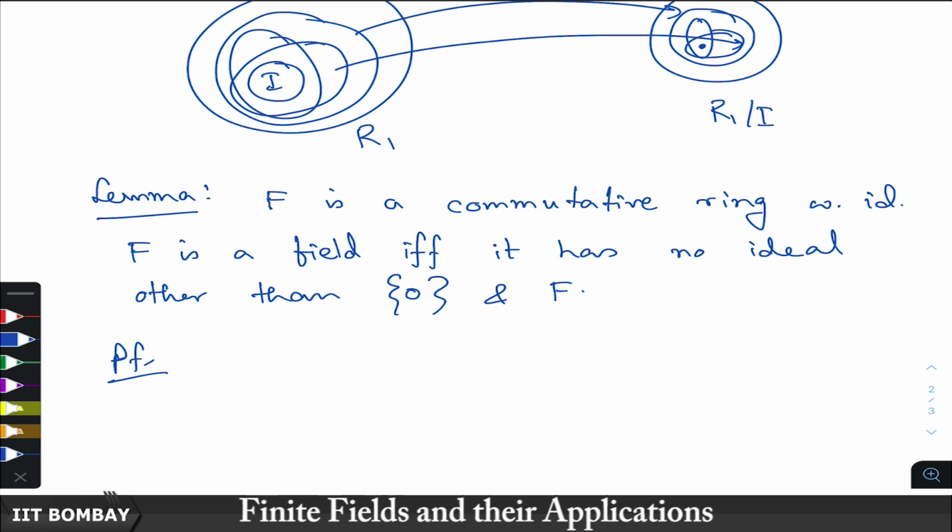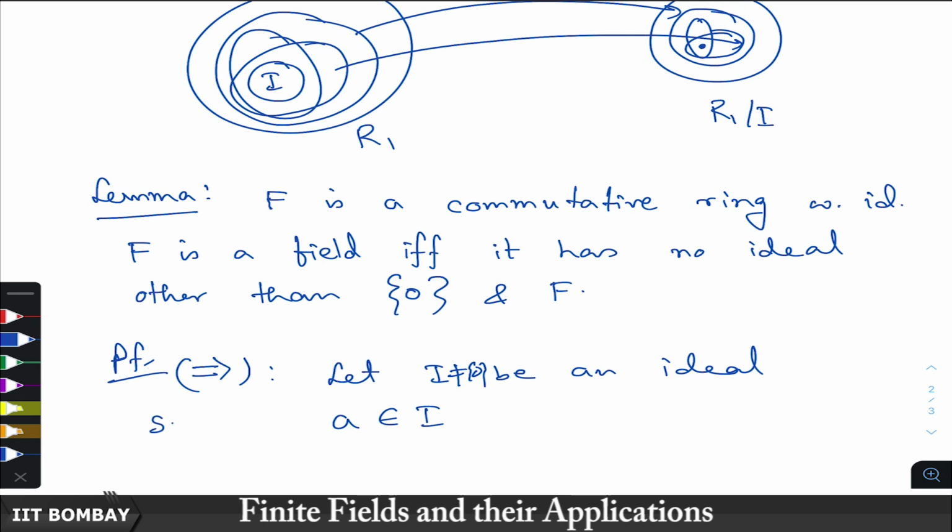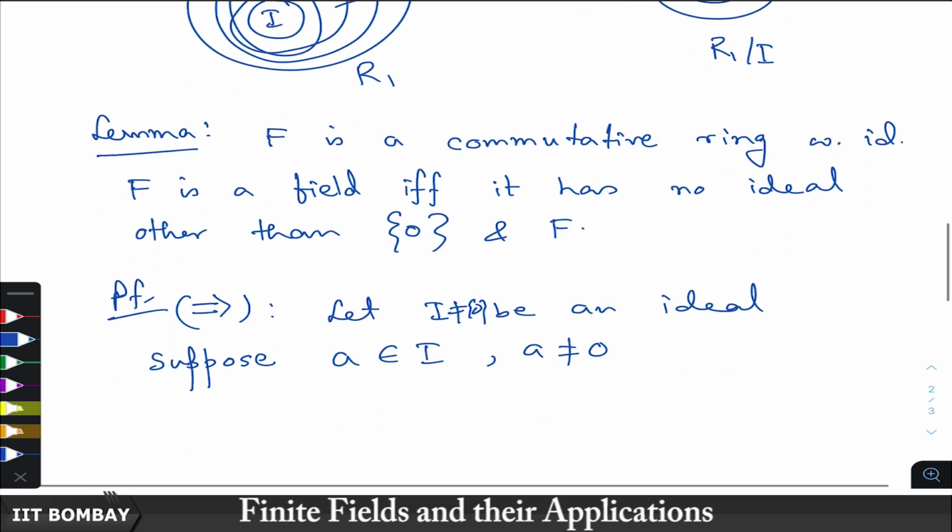Let us prove it. So, first the forward direction. If F is a field, we will show that there is no ideal other than 0 and F. So, take any ideal, let I be an ideal which is non-zero, which means that there is a non-zero element in I. Suppose A is in I, A not equal to 0. Then consider the ideal generated by A.